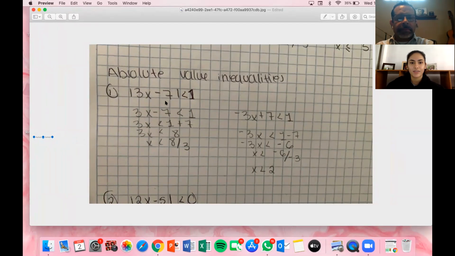Well, first I solve it like the normal way. So I just solve it like a simple one. And then I multiply this by a negative sign. So it gives me minus 3x plus 7 is less than 1. And then I solve it and it gives me x is less than 2. So here are my two answers.